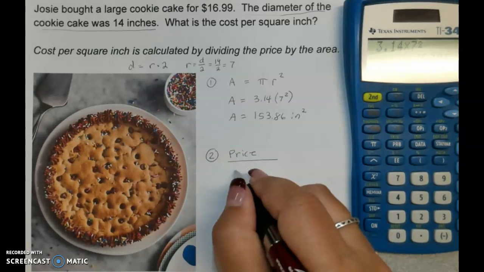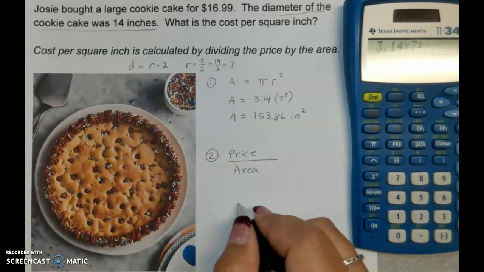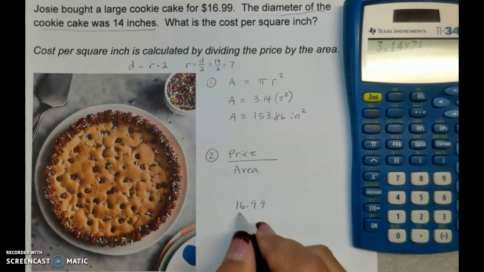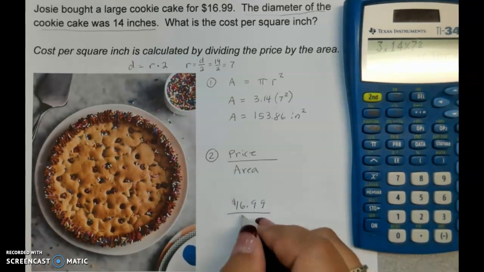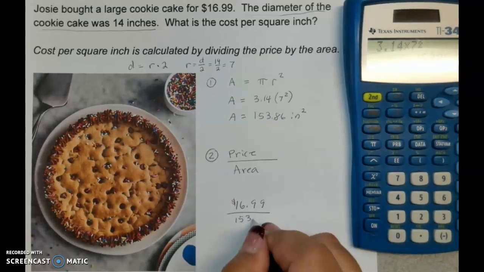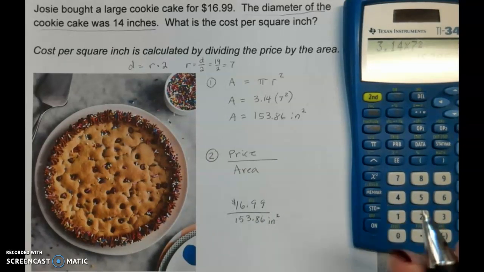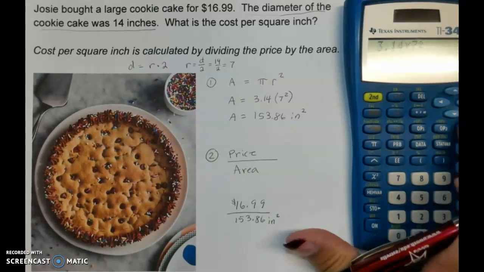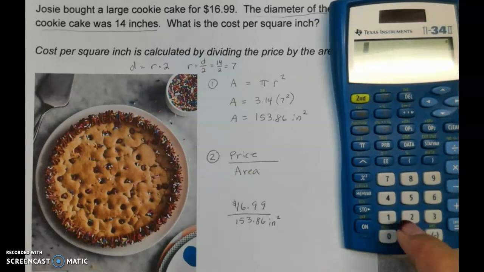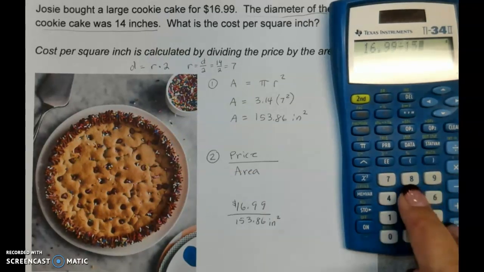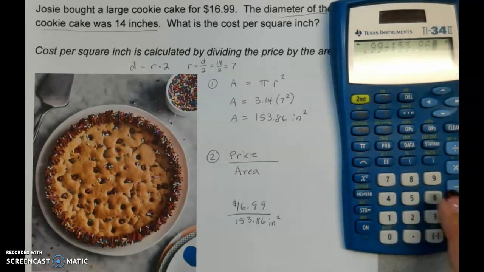Step number 2 is going to be to divide the price or the cost of the circular object by the area. So our cost is $16.99 divided by 153.86 square inches. Okay, so clear my calculator. 16.99 divided by 153.86.